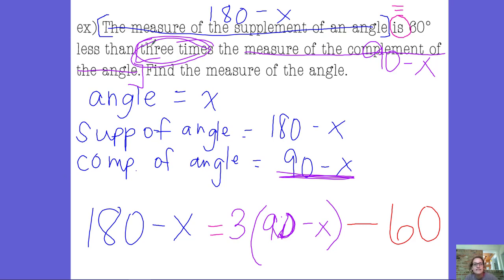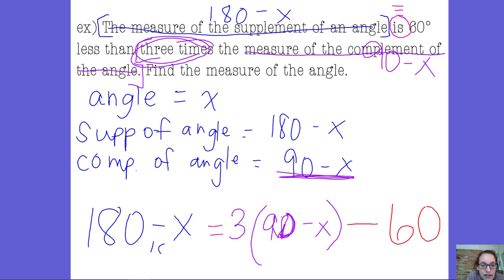So let's read this sentence back and make sure our equation lines up. The measure of the supplement of an angle, which is 180 minus x, equals 60 less than, subtracting 60, 60 less than 3 times the measure of the complement. The complement is 90 minus x, even though that's the saddest looking 90 ever. So now this is just an algebraic equation. We're going to distribute, combine like terms, solve it just like normal.